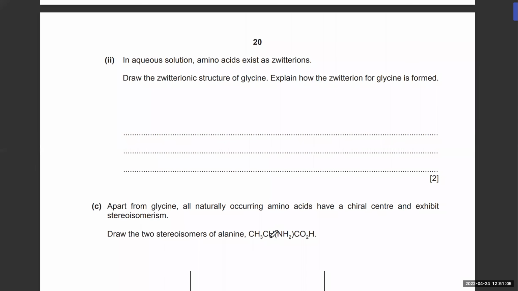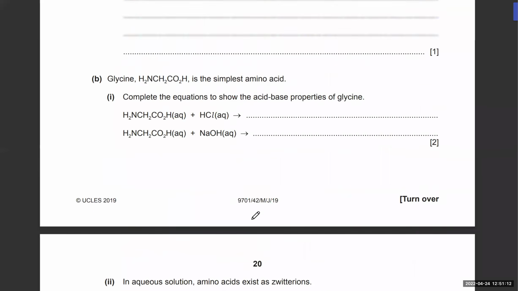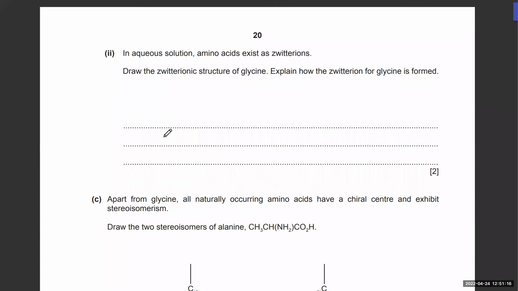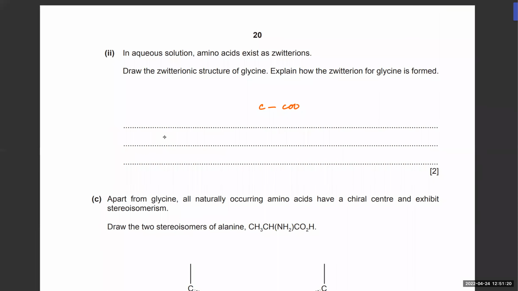Okay, this one? Explain how to draw the Zwitterionic structure of glycine. What is the formula of glycine? H with the one H, that's it. So the R group is H. So you just draw glycine. The N lone pair will accept H+, and the carboxylic acid would lose an H+. So that is your structure.